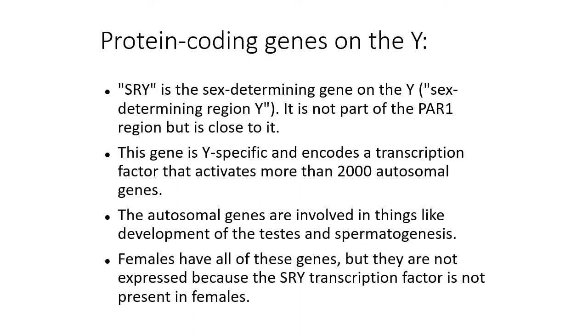So this is an amazing gene, actually. It encodes a transcription factor, and its job is to activate more than 2,000 autosomal genes. So that is a very important transcription factor because it's involved in things like development of the testes and spermatogenesis. It's kind of amazing to think that females have all of those 2,000 autosomal genes and therefore are perfectly capable of developing testes and sperm, but because we lack this particular transcription factor, we do not do this during embryonic development. Those genes are not expressed because the SRY transcription factor is not present in females. So this is the sex determination region on the Y.